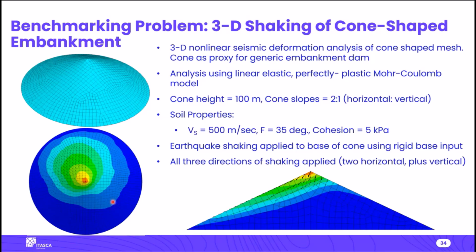So for our benchmarking problem, we've come up with a 3D cone as a proxy for a generic embankment dam. And we're doing this analysis with a linear elastic, perfectly plastic model, the Mohr-Coulomb model. So we've got a cone height of 100 meters, 2-to-1 slopes, shear wave velocity of 500 meters per second, 35-degree friction angle. And then we're applying earthquake shaking to the base of the cone using rigid base input, and we're applying shaking in all 3 directions.